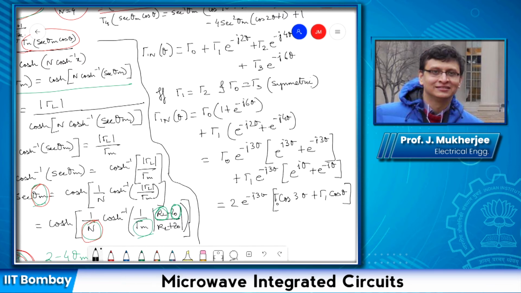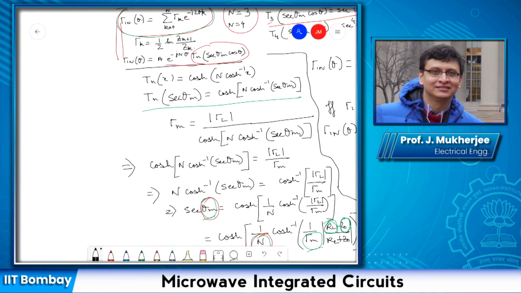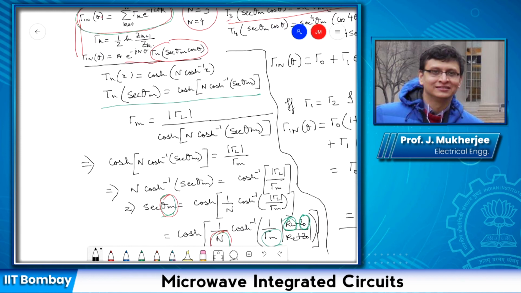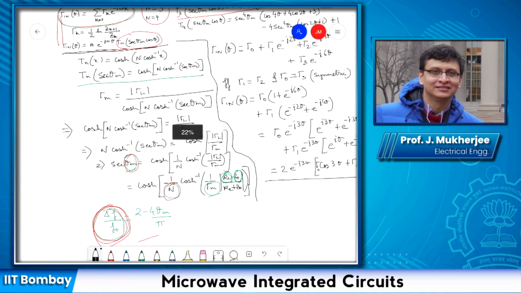Okay. So this is the value of gamma in from the multi-section transformer theory, and the value of gamma in from the Chebyshev prototype function is this one. So let me now write both the equations together so that it becomes clear.